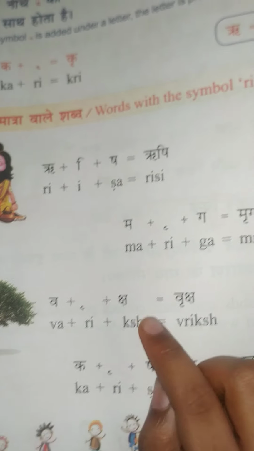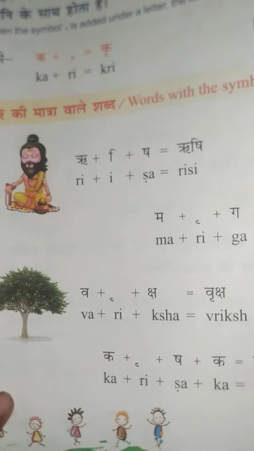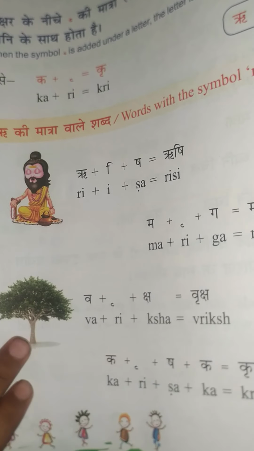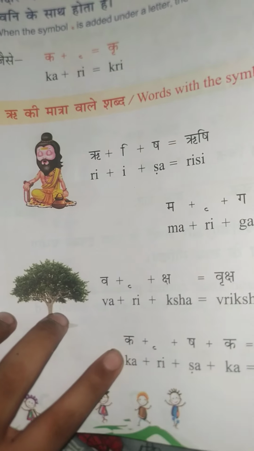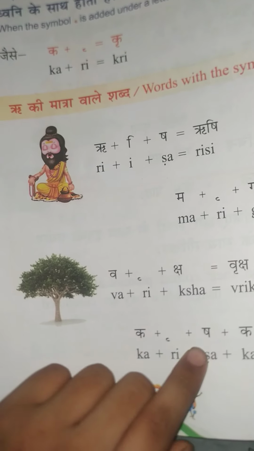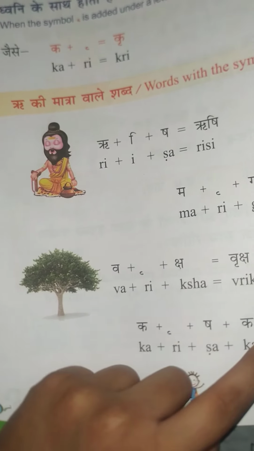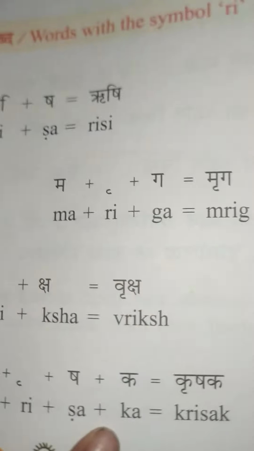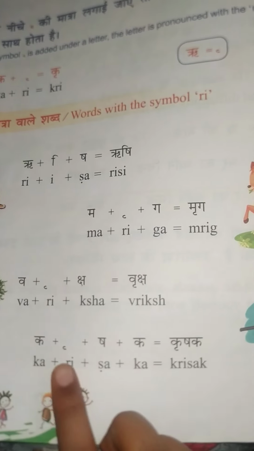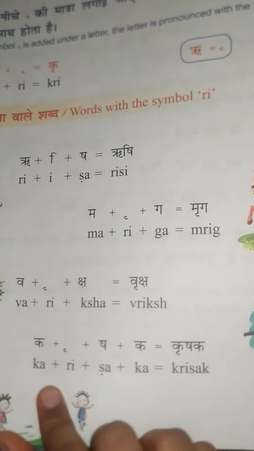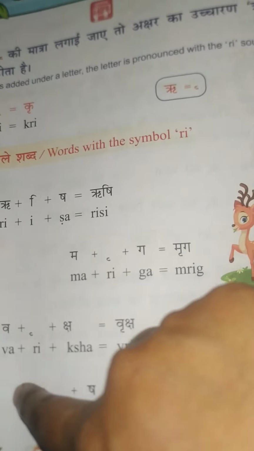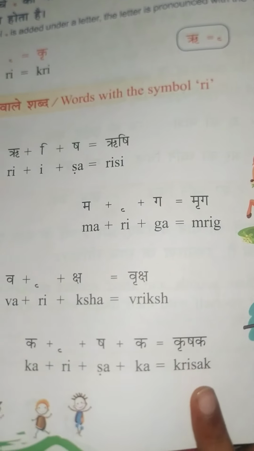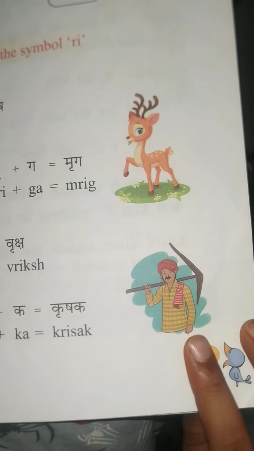Next, Va plus Ru plus Ksha, Vriksh. That means a tree. And Ga plus Ru plus Sha. The meaning, it is a farmer. Okay, I'll read it again. Ka plus Ru plus Sha plus Ka. That means Krishak, and it means a farmer.